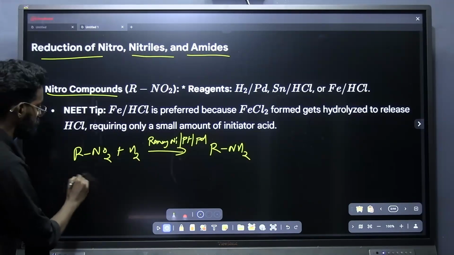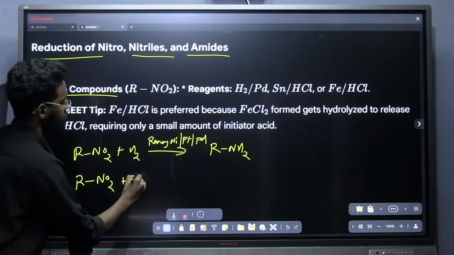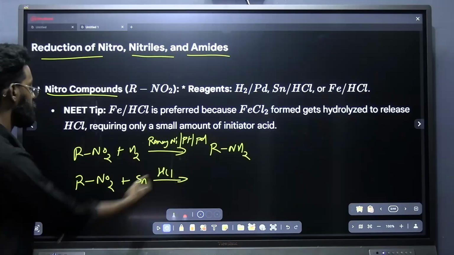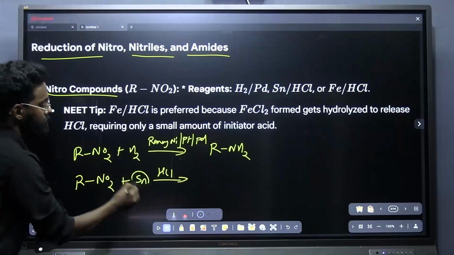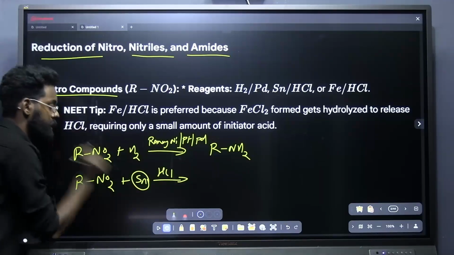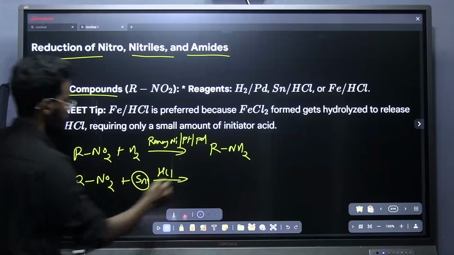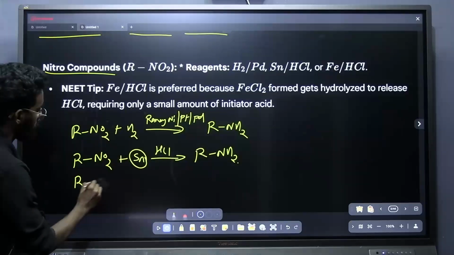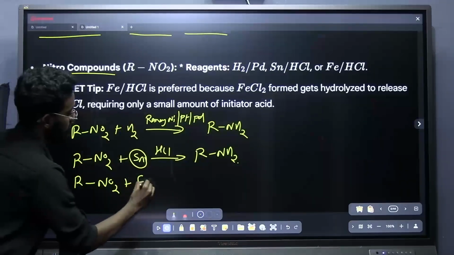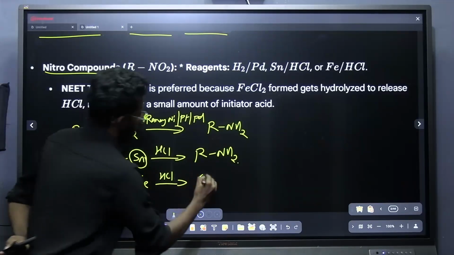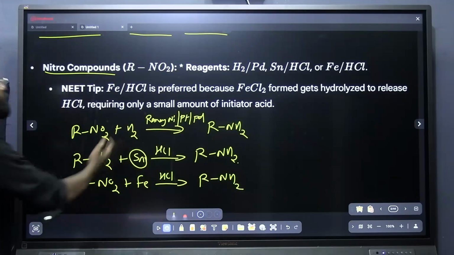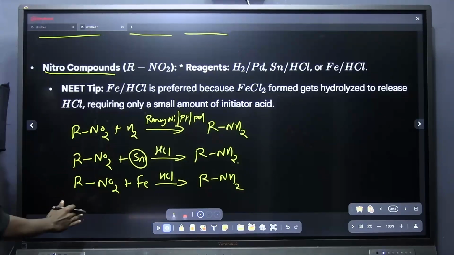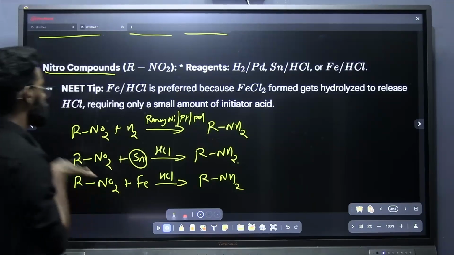Okay, now another one is in the presence of HCl. What I will be getting, that is, HCl in the presence of active metals like tin or iron. The same thing, I will be getting the amine. Also RNO2 plus another metal like Fe in the presence of HCl, I will be getting RNH2. So these are different ways I can prepare primary amine by reduction of nitro compound. First is by hydrogenation, next is by treating it with HCl in the presence of active metals.